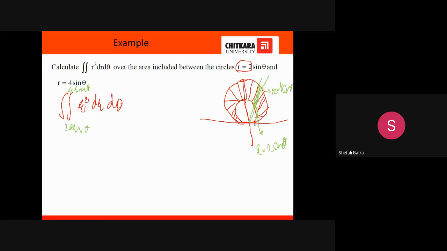We will be sliding this strip from 0 to pi. 0 to pi. Good, beta. So 0 to pi would be the limit of theta. This is theta is equal to 0, this is pi by 2 and this is pi. So you will be sliding your strip from here to here. So theta is varying from 0 to pi. So I'm writing here 0 to pi. Now you need to solve it.